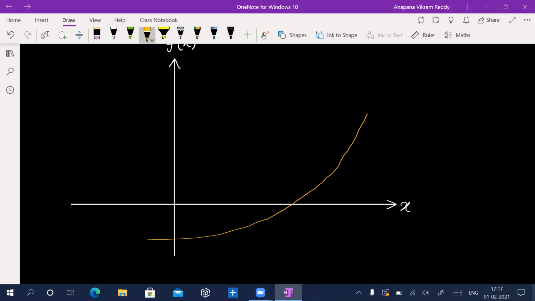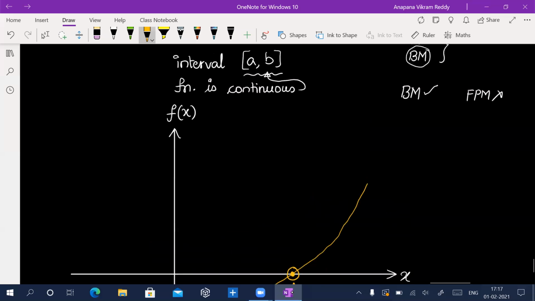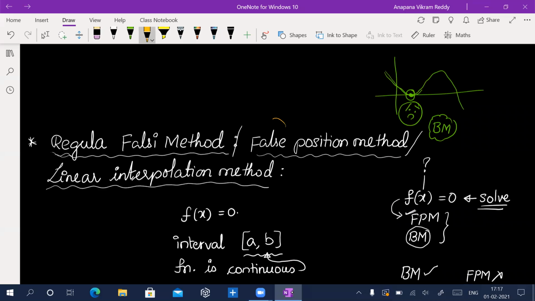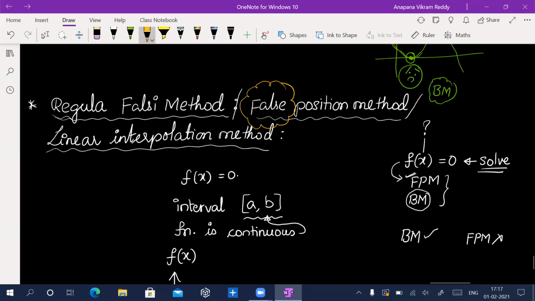Now where is the root here? This is my actual solution, yes or not? Where it is crossing your x-axis. So this is your actual solution. Your ultimate goal is to find that numerically using the false position method. So we will understand why the word false is there in this topic. How do we justify the word false?